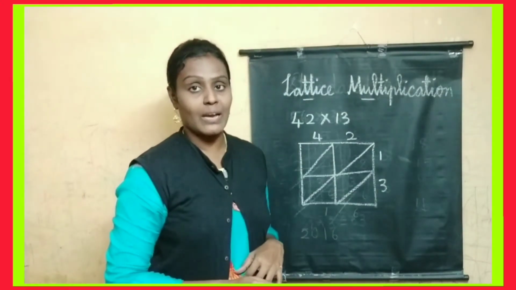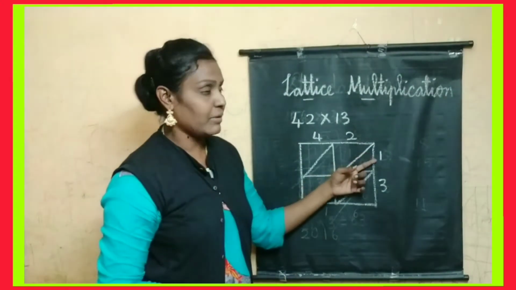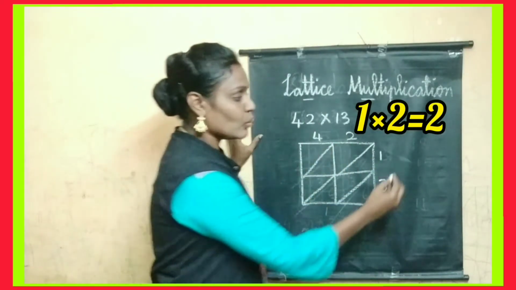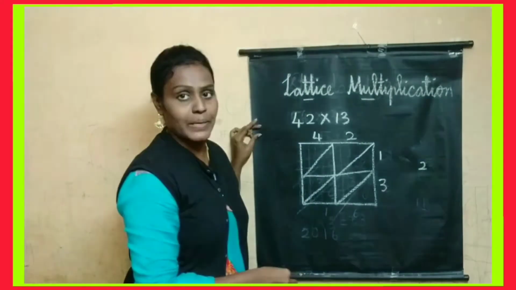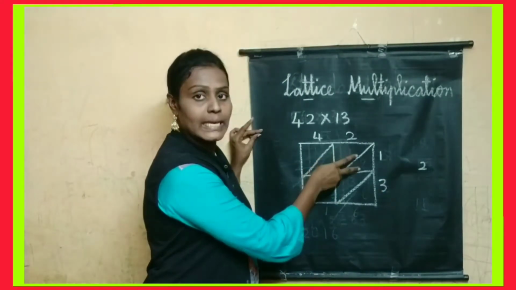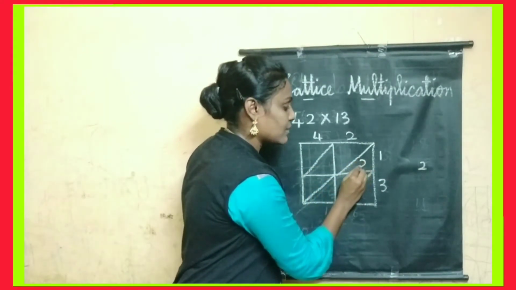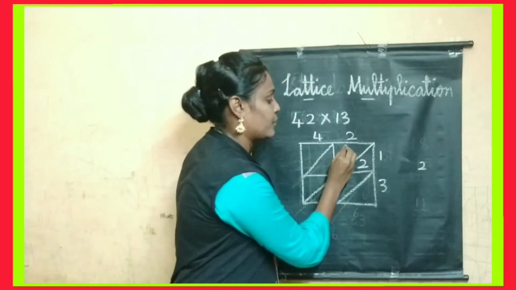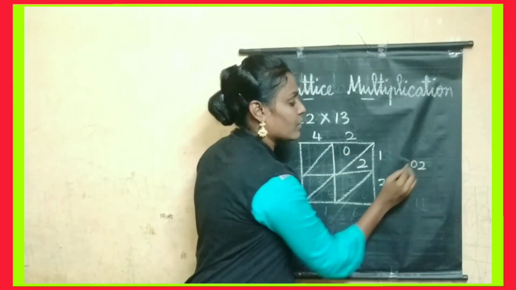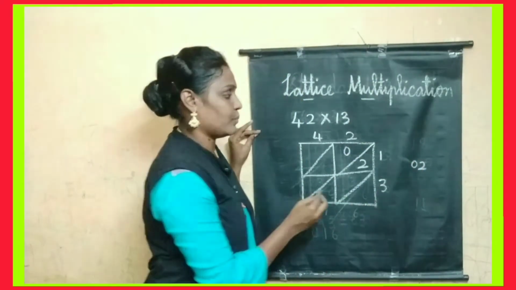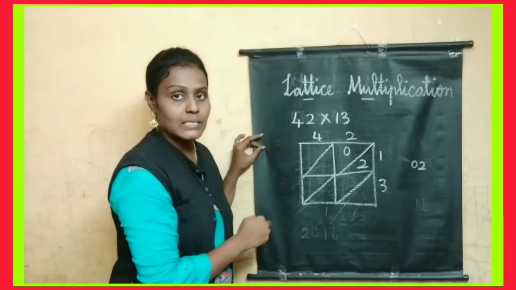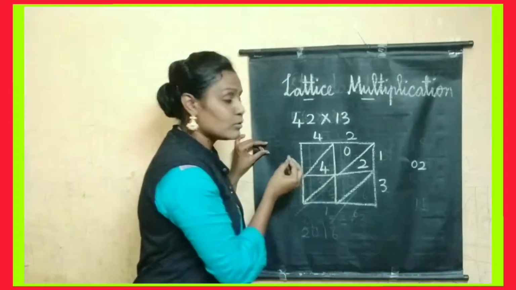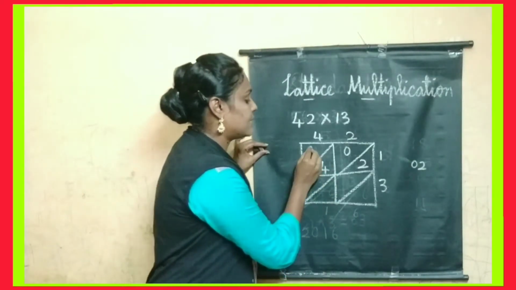Next step, we have to multiply. Here we have 1. 1 2s is 2. 2 is a single digit number. Here we have 2 sides. So, write ones here. For tens, we have to write 0. Next, 1 4s is 4. Here also we have single digit number. So, write 0 for tens.